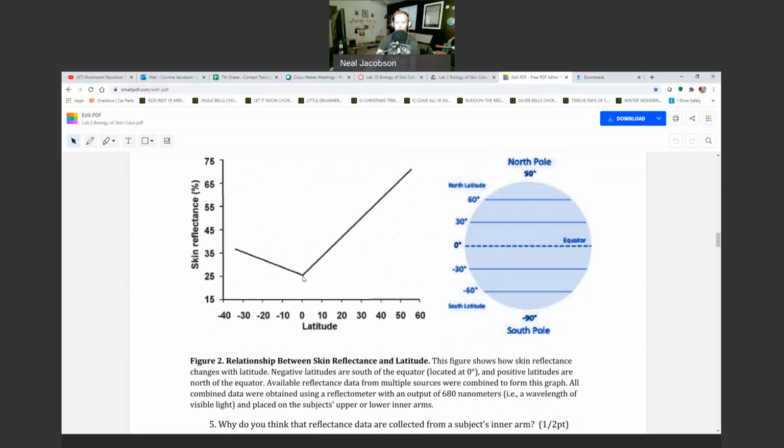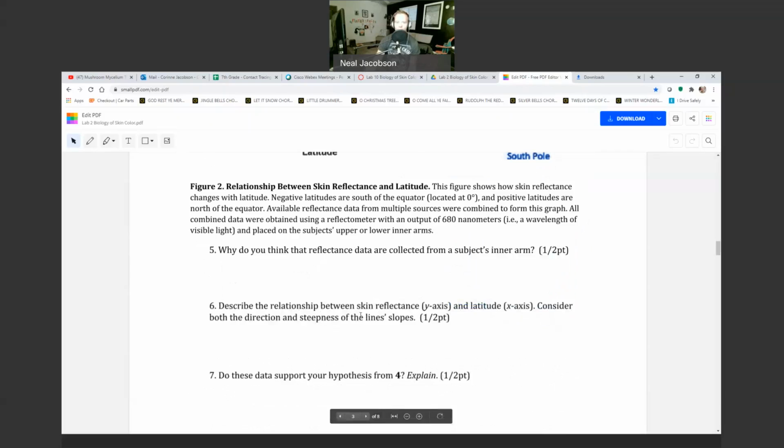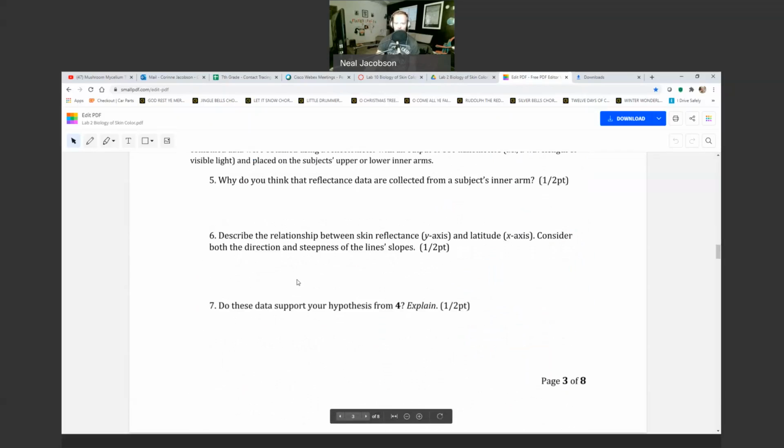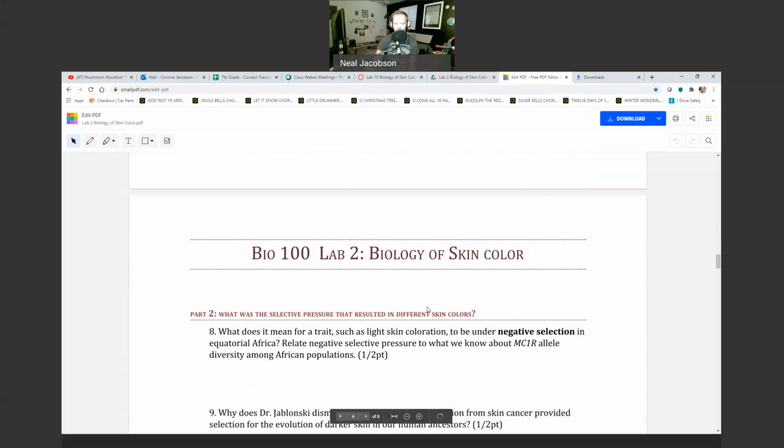So that means you get much lighter as you go north than when you go south from the equator. And so that probably has a lot to do with the tilt of the Earth itself. Something interesting there you can throw in. And then do these data support your hypothesis from 4? And it did support mine, but maybe your hypothesis wasn't supported, and you can explain why it wasn't. But yeah, it seems like the further away from the equator you go, the lighter the skin color genetically.